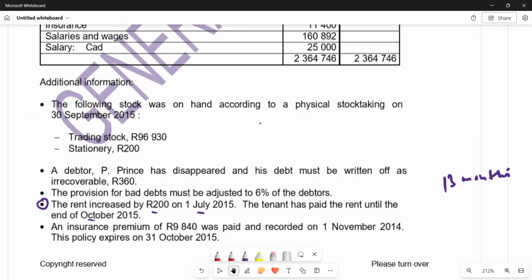So we want to first count the months that the rent was increased. Starting from July, you have the whole of July, then August, September, which is where the year is ending, and then October was also received. So we have 1, 2, 3, 4 months when it had increased.